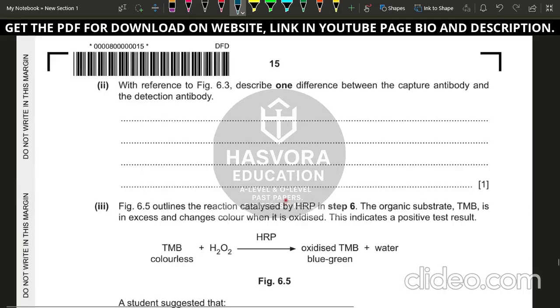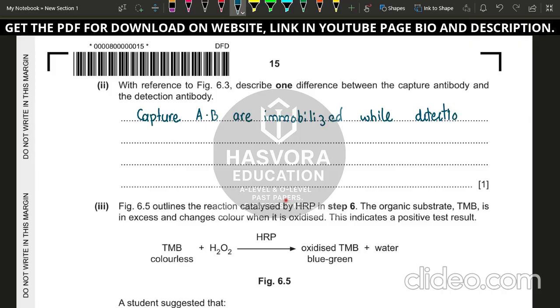With reference to 6.3, describe one difference between the capture antibody and detection antibody. So you can just write it as, I have also provided you with some of the information. So capture antibody are immobilized while detection antibody has enzyme. Okay, so this is just your answer for this question.